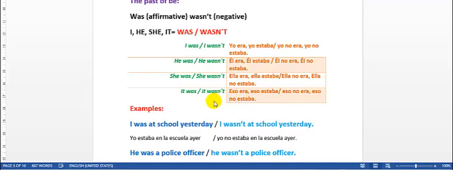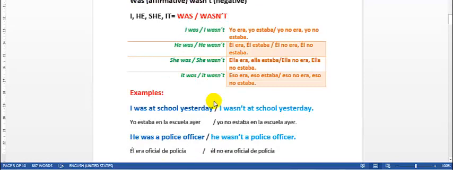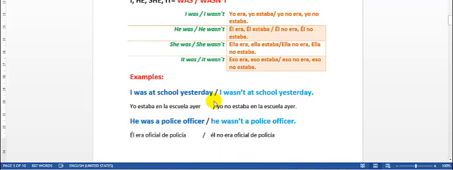So I'm going to share with you right now a couple of examples in order to put in practice what we have seen about the verb to be. En estos momentos quiero compartir con ustedes unos ejemplos con relación al verbo to be. The first example, I was at school yesterday. Yo estaba en la escuela ayer. Ustedes pueden ver que el verbo to be tiene dos significados. En este caso con el pronombre I was. Yo era, yo estaba. En este caso estamos hablando del lugar. I was at school yesterday. Negative, negativo. I wasn't at school yesterday. Yo no estaba en la escuela ayer.